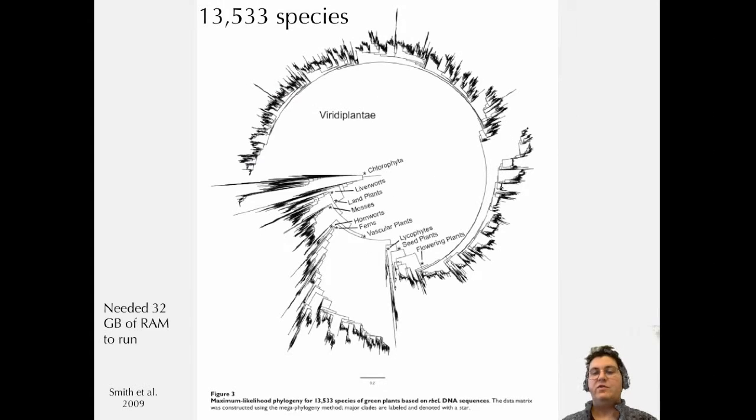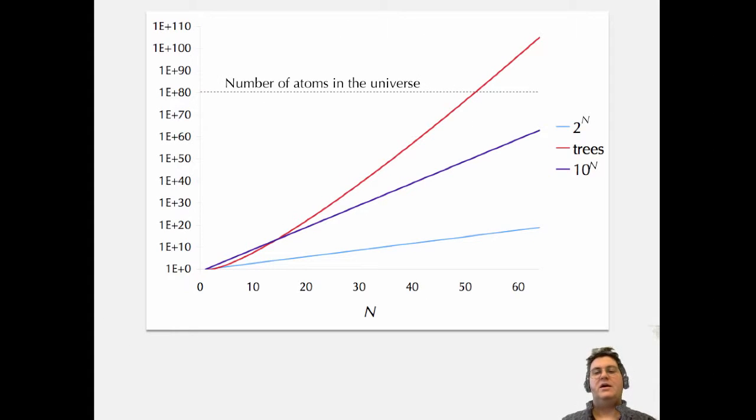To give you a concrete example, Smith et al. back in 2009 inferred a tree of 13,533 species of land plants. Now, imagine someone came in and said, oh, what about these 2 species you missed? Could you please add them to your tree? How much bigger is the tree space to search over, created by those just 2 species? And again, think about how fast this grows.